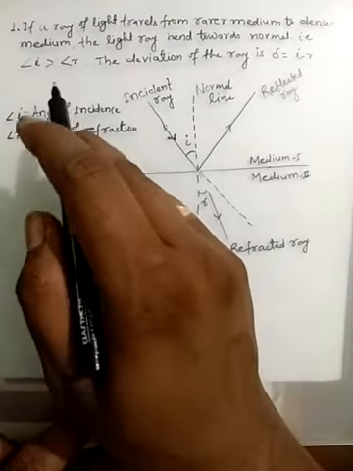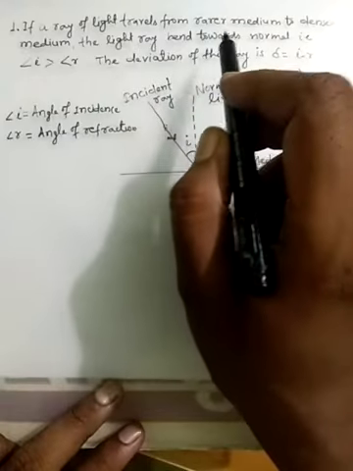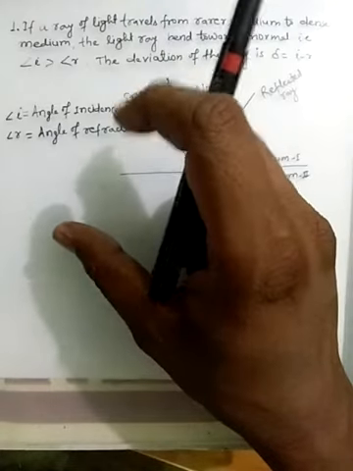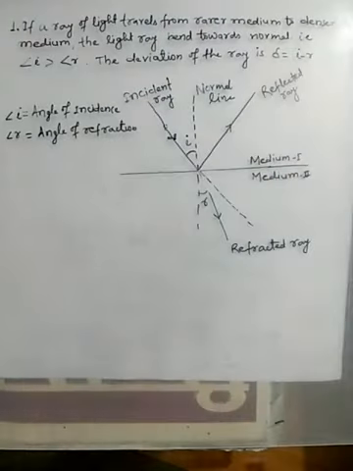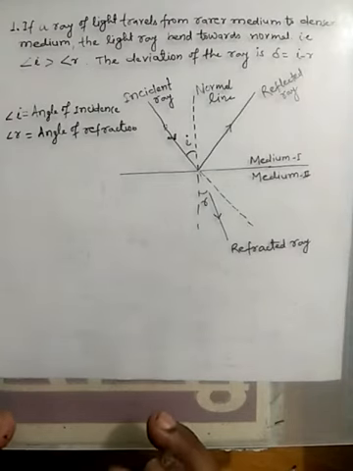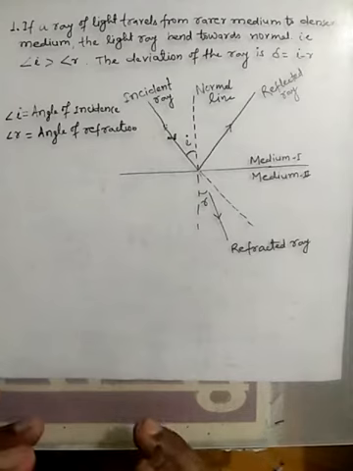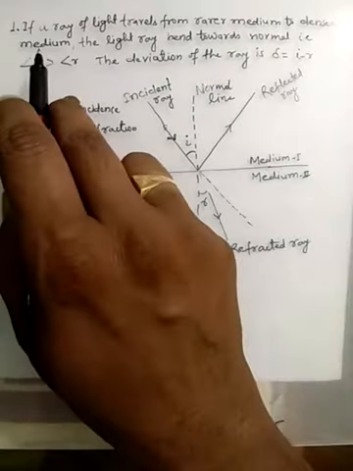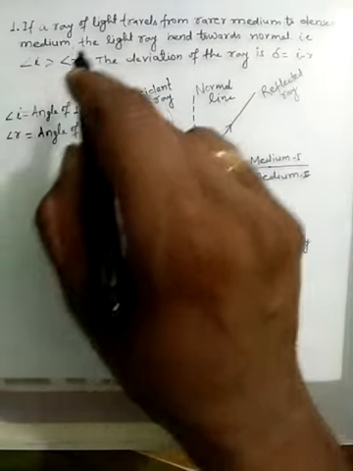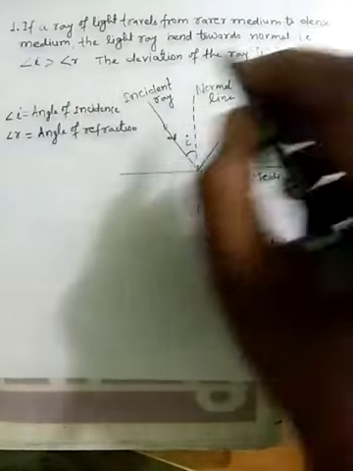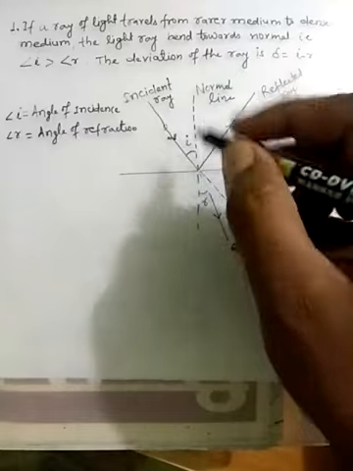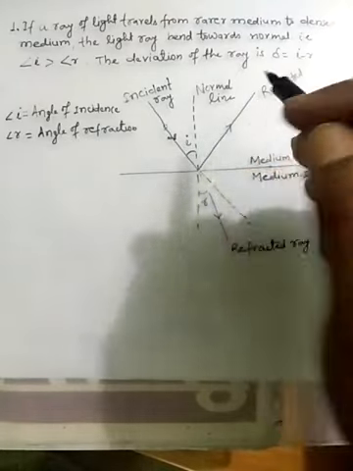The first condition is if a ray of light travels from a rarer medium to a denser medium. Rarer medium means the density of the particles of the medium is less, and if the particles of the medium are much more, then the medium is known as a denser medium. Then if a ray of light travels from a rarer medium to a denser medium, the light ray bends towards the normal. This is the normal.